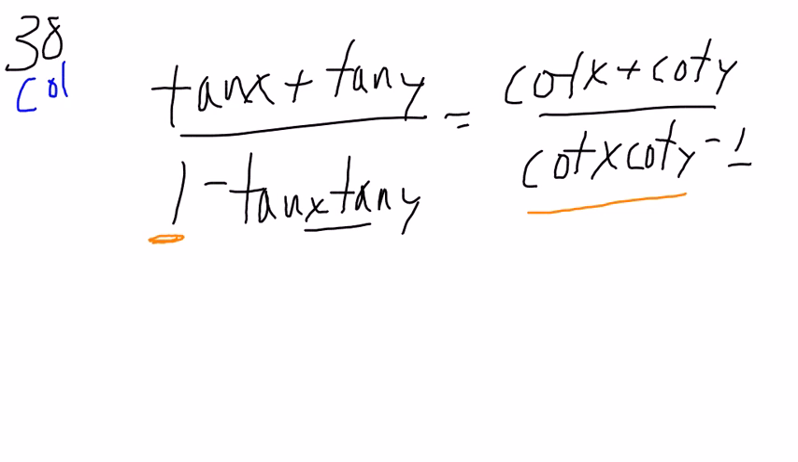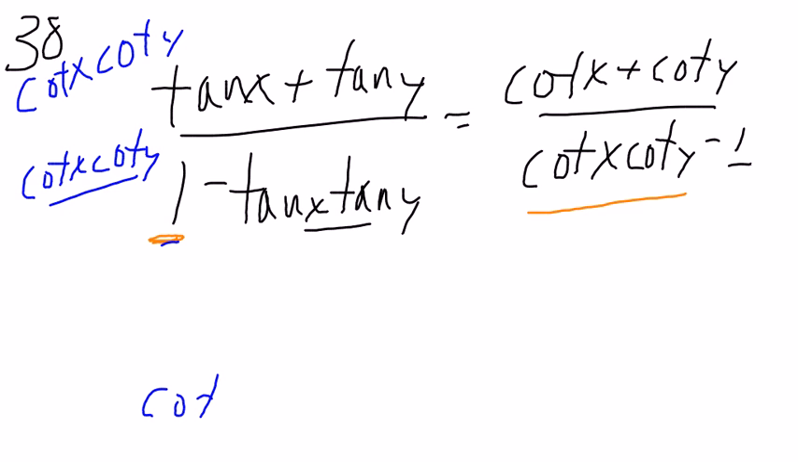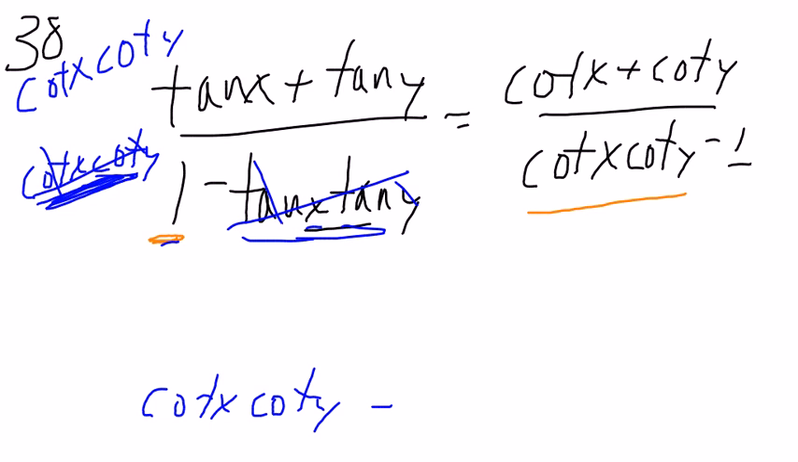we could try multiplying the top by cotangent of x, cotangent of y, both the top and the bottom. So on the bottom then, cotangent of x, cotangent of y times 1 would be cotangent of x, cotangent of y, minus, well, what's cotangent of x, cotangent of y times tangent of x, tangent of y? Well, since cotangent and tangent are reciprocals and they both have the same angle, that's 1. Cotangent of y and tangent of y again are reciprocals, so those would cancel out and you'd be left with 1. So now my denominator is the exact same as this side.